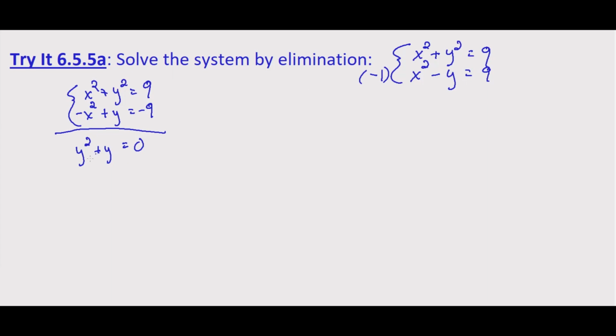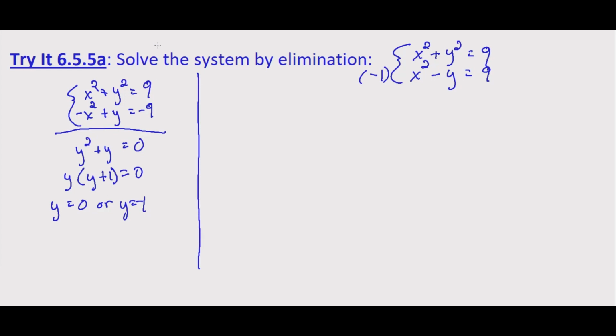If we factor this, there's a common factor of y, so we factor out the y and we get y times y plus 1 equals 0. That means y equals 0 or y equals -1. So now we need to see what happens when y equals 0 and when y equals -1.